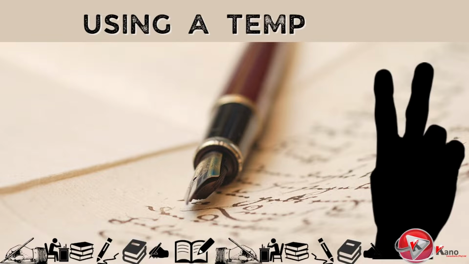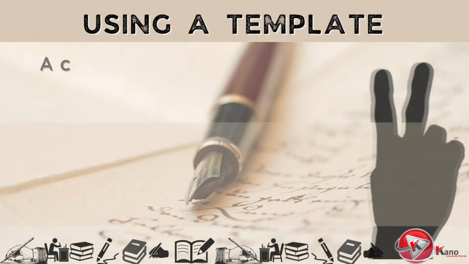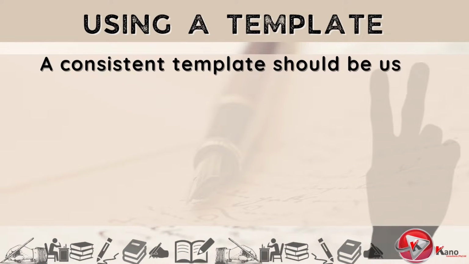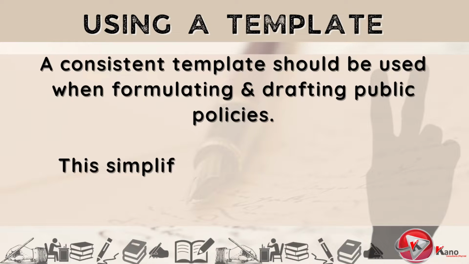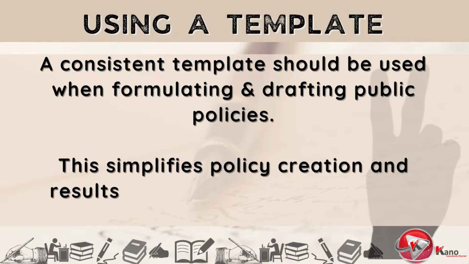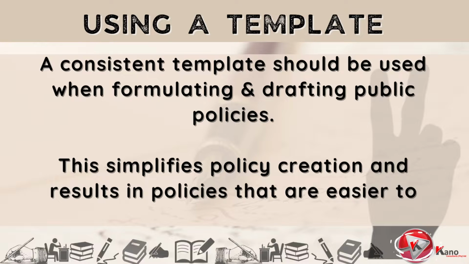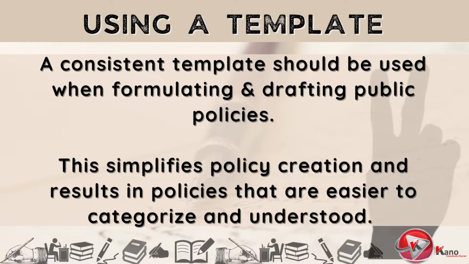Our second tip for drafting an effective public policy is policymakers need to consider using an adopted template which is approved and well recognized. A consistent template should be used when formulating and drafting public policies. This simplifies policy creation and results in policies that are easier to categorize and understand.